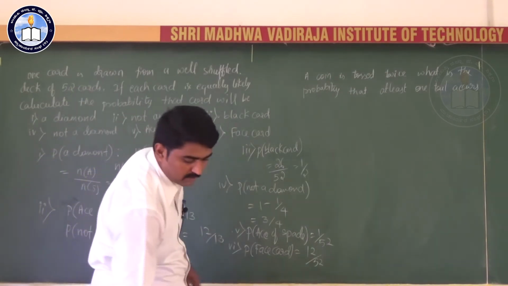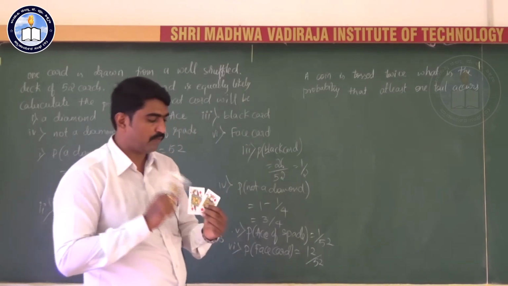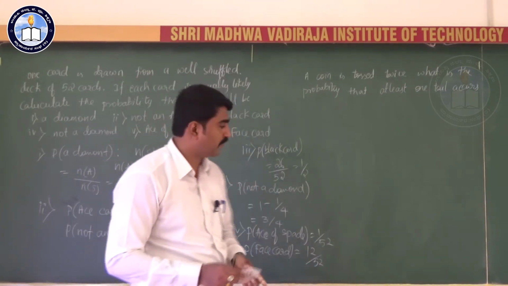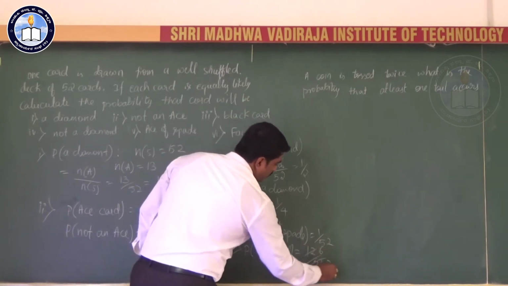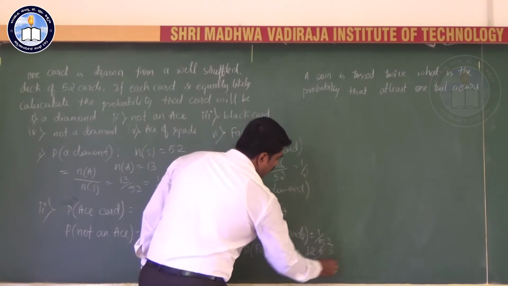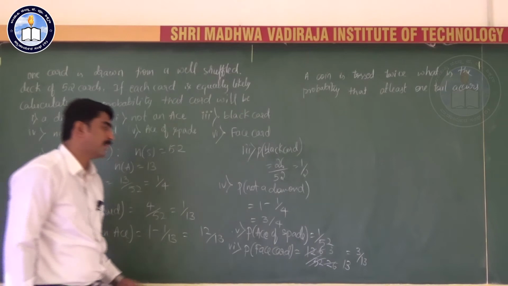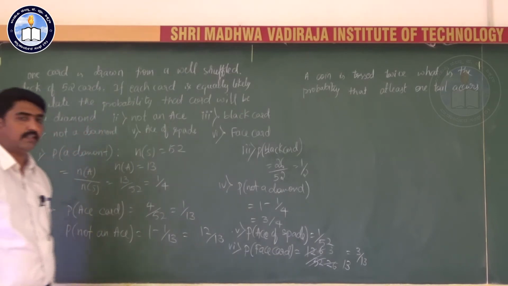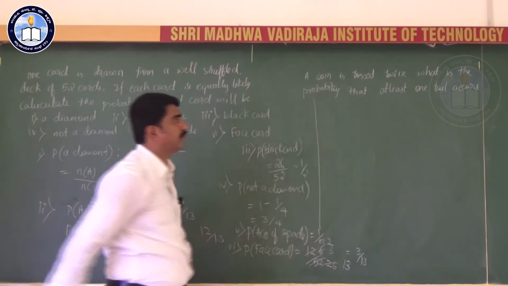Yeah, there are 12 face cards, 4 of each. So therefore 12 face cards are there. So 12 by 52, which simplifies to 3 by 13. Yes. So this is about finding the probability.